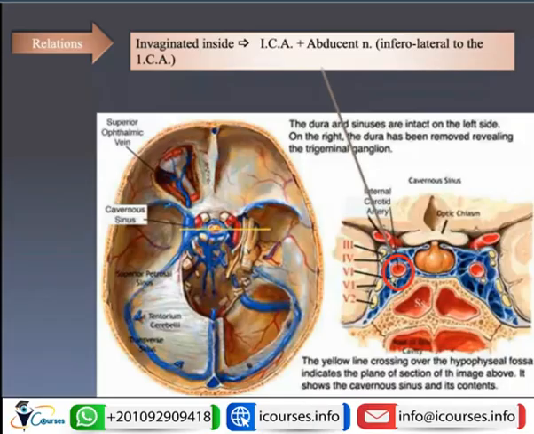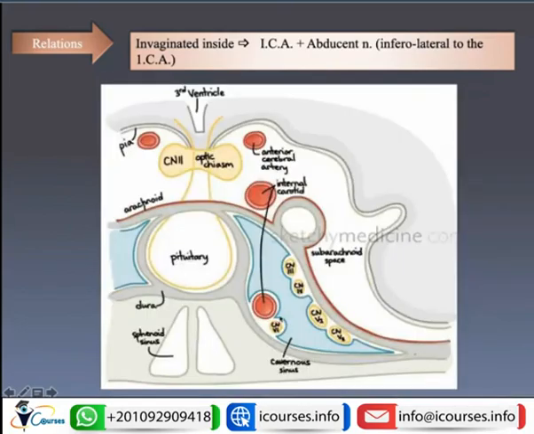The abducent is located infralateral to the internal carotid artery. This is important and asked in the exam. So the abducent is located infralateral to the internal carotid artery. Here you can see this is what we meant by invagination.